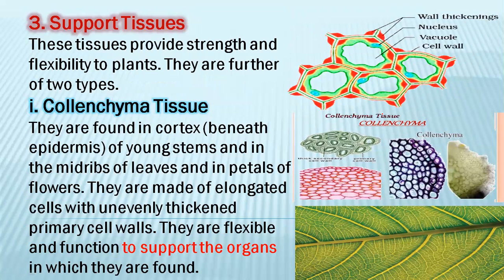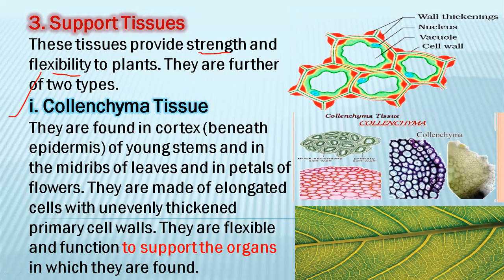Next, we are having support tissues. In support tissues, we are having further types. So support tissues give strength and flexibility to the plant. Ground tissues means they're having the basic ground functions which are required for the plant. So support tissues give support to the plant. So first one of that is collenchyma tissue.